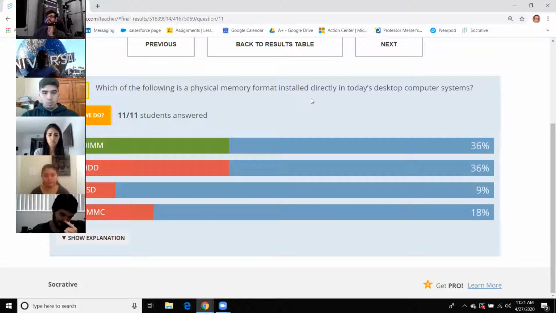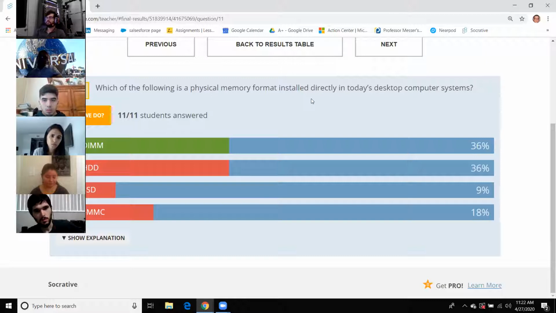eMMC is also the one that we said is inside the iPads and stuff like that. The SSDs are those drives. So those are drives. An HDD is a drive. It's not memory. I agree. An SSD does use memory as a drive, but it's not memory. I was going to say, could you look at drives as storage versus memory as memory? Yeah, it's not storage. This is in reference to memory.